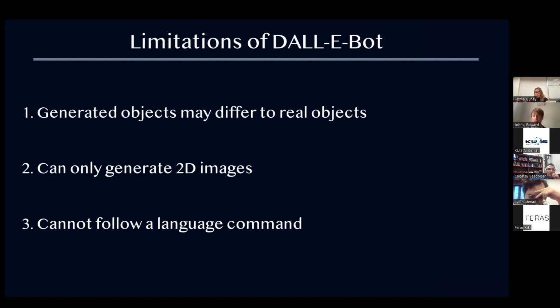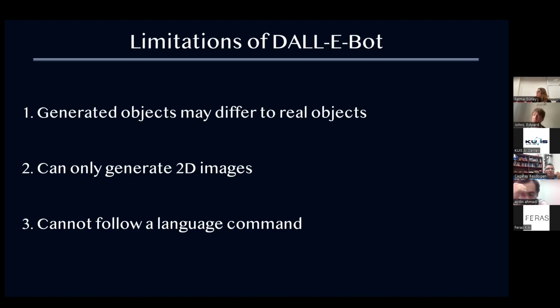Another limitation is that we can only generate 2D images. These image diffusion models are trained on 2D images, and therefore they are going to predict 2D images. But the real world is, of course, 3D. So what if we want to, for example, stack something on a shelf? That wouldn't be so easy with a 2D image. And thirdly, the robot can't follow a language command.